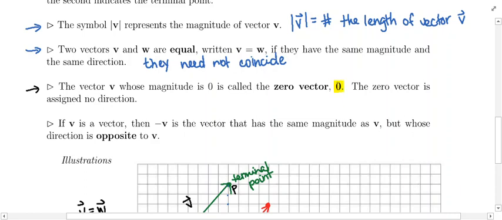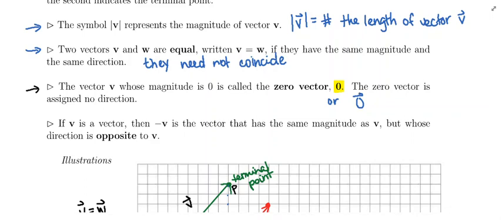The 0 has to be bolded. If the 0 is bolded, or if it has an arrow on top of it like this, we could also notate it like this, 0 with an arrowhead. That is the 0 vector. It has 0 magnitude. It has no length. So it basically does not really exist. You can't physically draw it, is what I mean. So it has no length. It also has no direction.